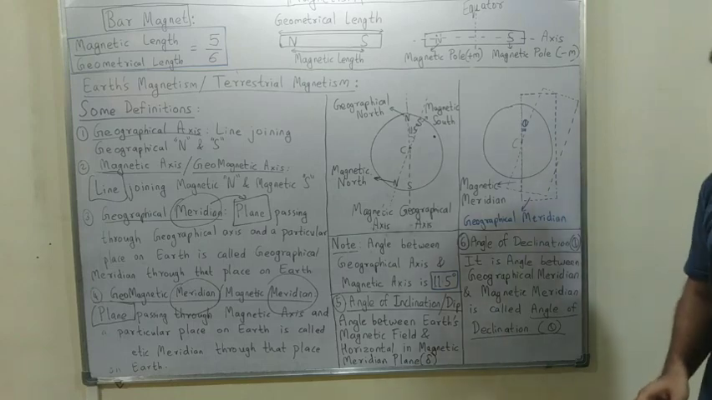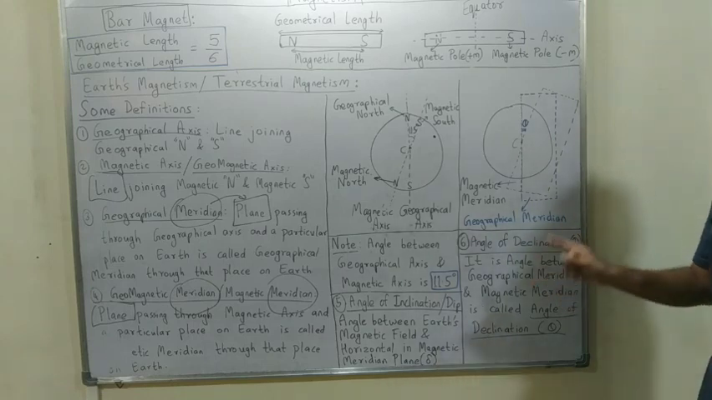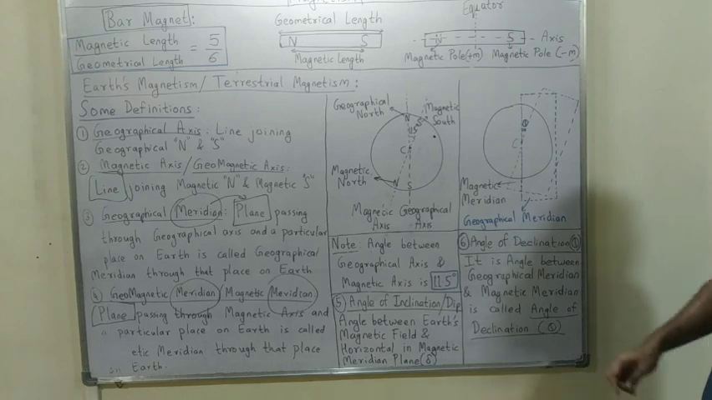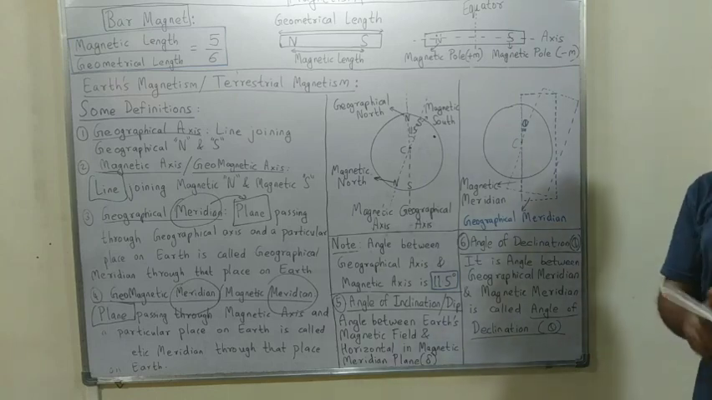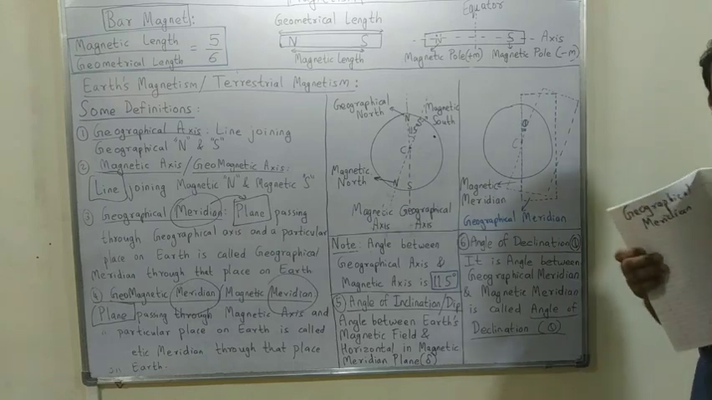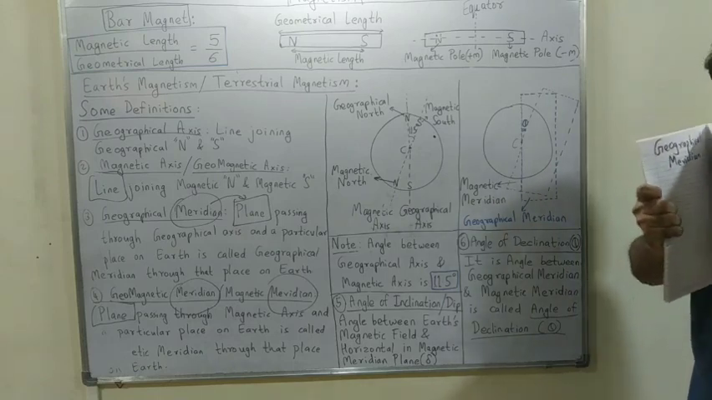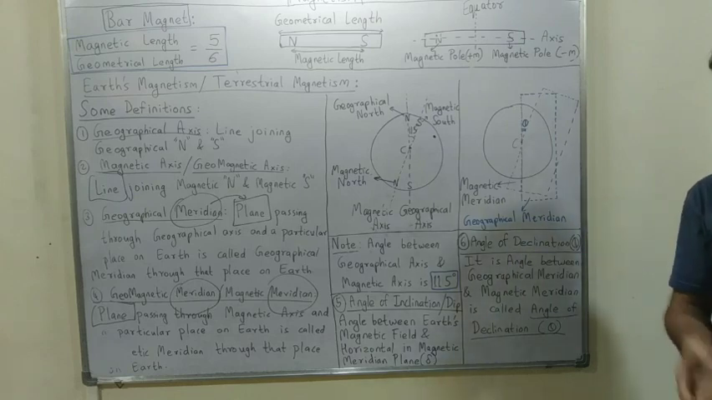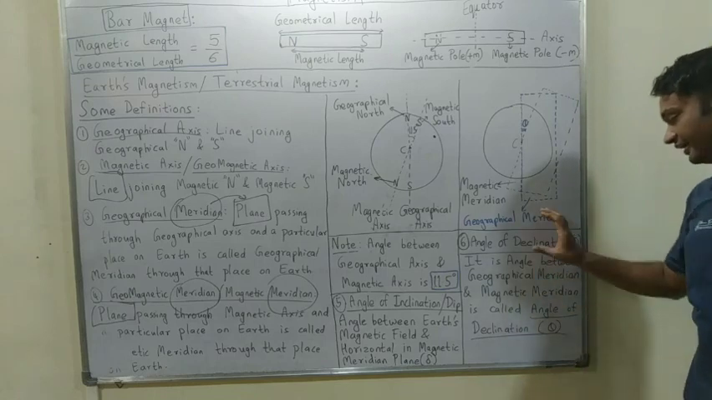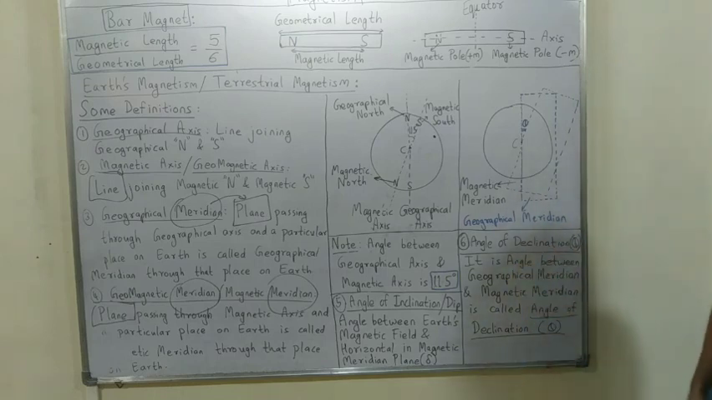What is the definition of angle of declination? It is the angle formed between geographical meridian, which is this plane, and magnetic meridian, which is this plane. Whatever the angle between these two, it is called angle of declination at that place on earth. So this is the definition of angle of declination.